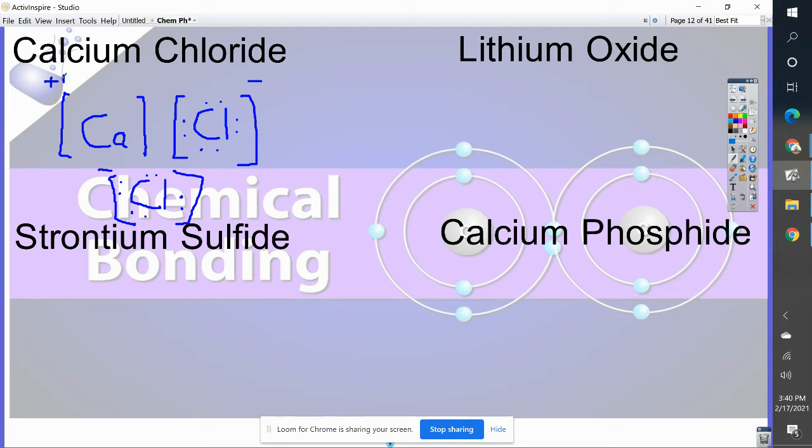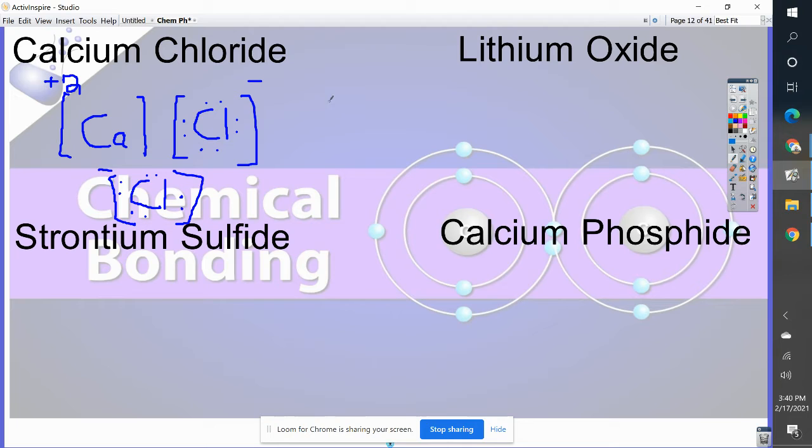Well, now that is a positive 2 because it lost 2 electrons. Each of these lost 1 electron, so these are each negative 1, but the net charge is still neutral. Positive 2 here, minus 1, negative 2, net charge of 0. So that is how you draw the Lewis structures of that.